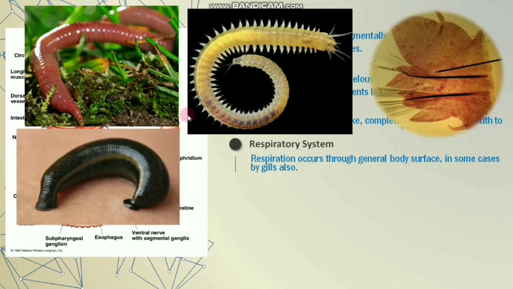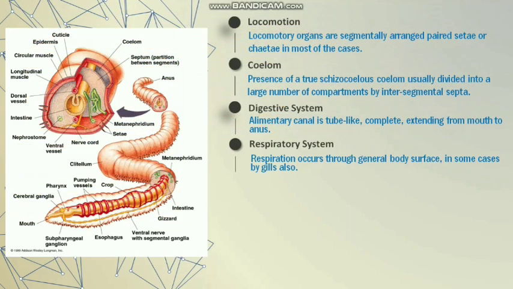In case of the Nereis, we have seen the parapodium. This parapodium, in addition to being a locomotory structure, also acts as a respiratory structure. Through the surface of this parapodium also you can find the exchange of gases taking place. So for the respiratory system, there is no specialized one. Instead, the skin is the respiratory system. In case of the Nereis, the parapodium also acts as the respiratory system.